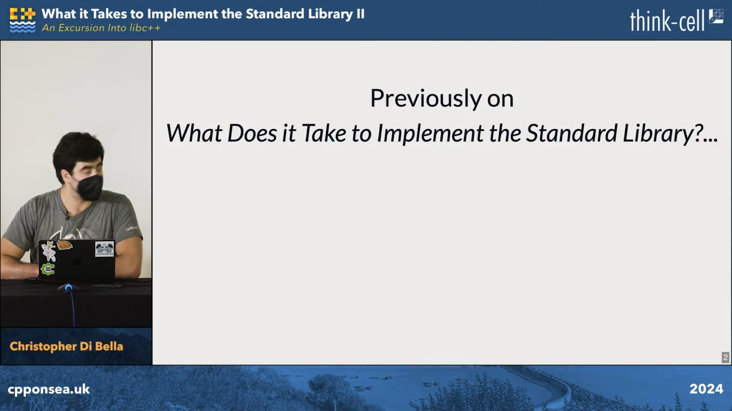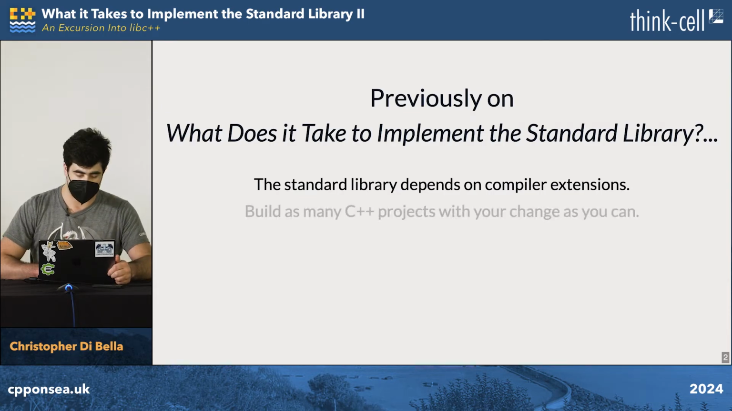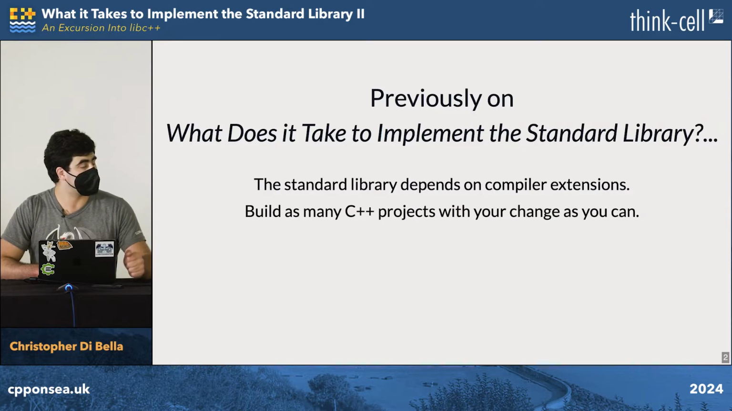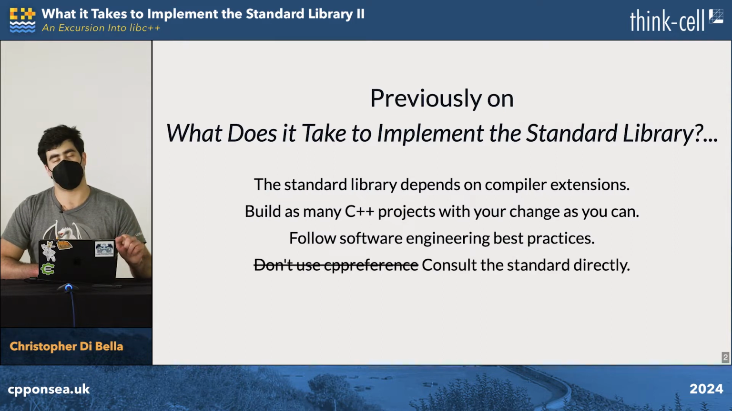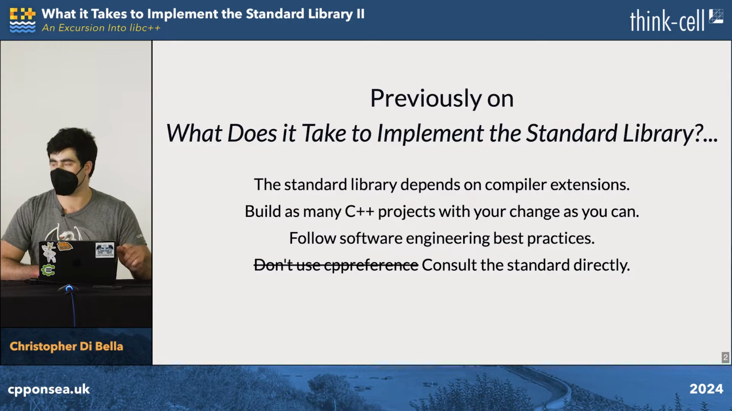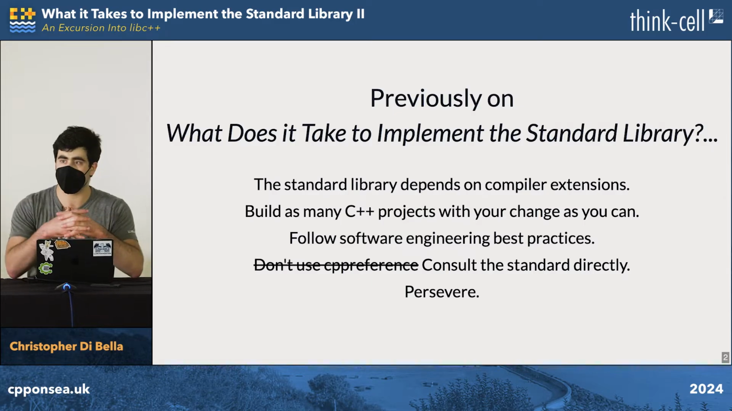Welcome back. Where we left off last time, we were talking about how the standard library depends on compiler extensions, and that we should be building as many things with the changes that we've made as possible. That we should be following best practices at all times. That we should be consulting the standard directly, not that we shouldn't be using cppreference. Very important distinction to make. And that we need to persevere. Are there any questions about any of that?